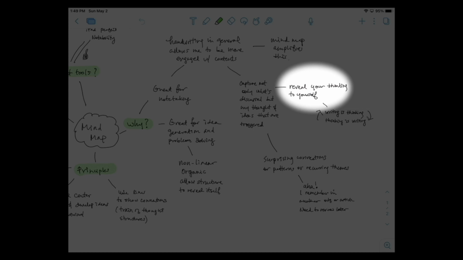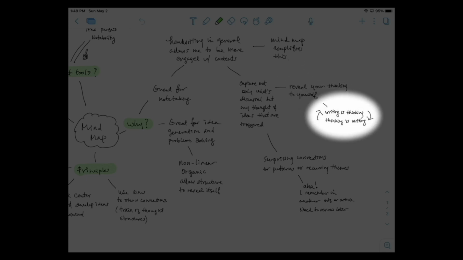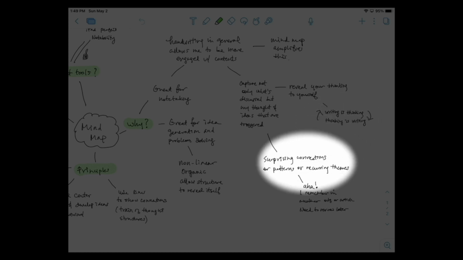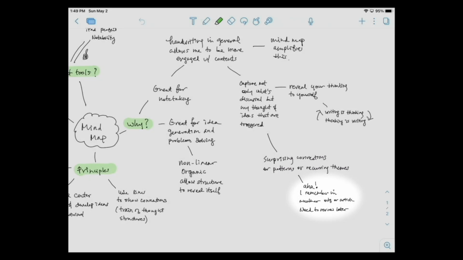I've often come across the saying, writing is thinking. And by capturing these ideas and thoughts, both what's discussed and your own thoughts, you can find connections, patterns, and recurring themes emerge. These are the important points that you should take away.